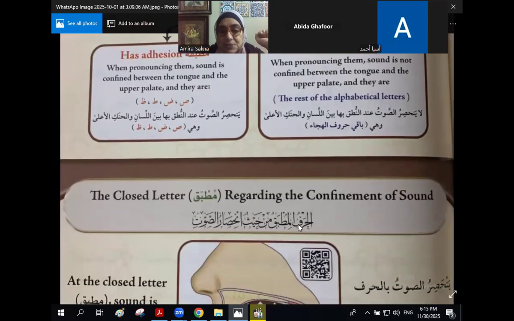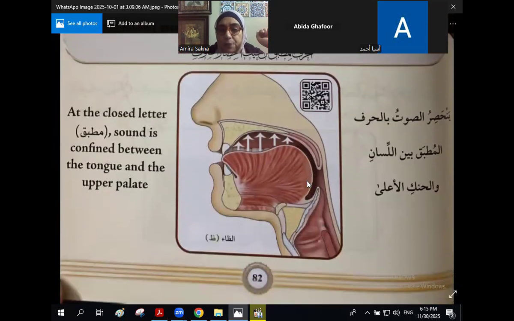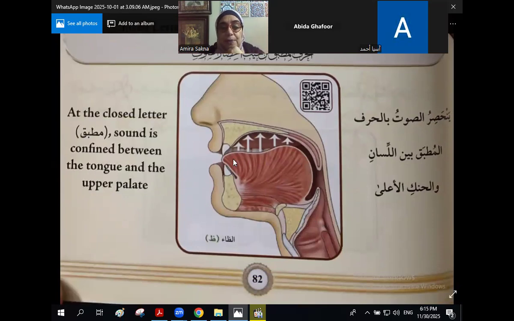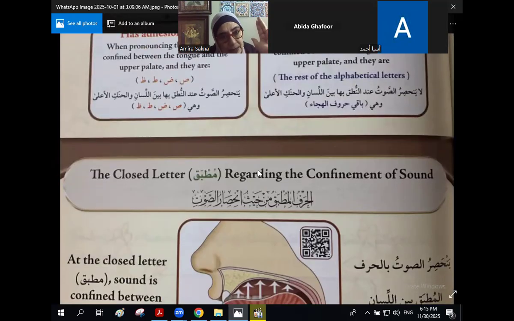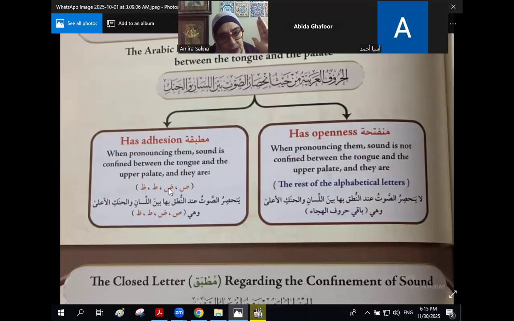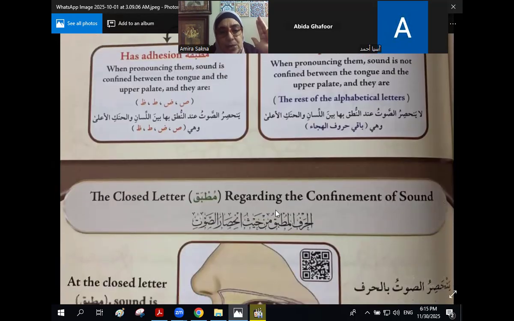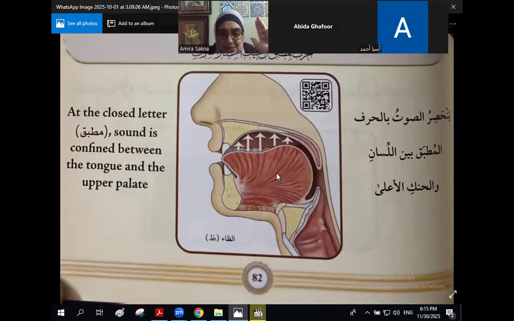Now we want to see a chart of how the shape of the tongue will be when we pronounce an elevated letter with adhesion, or مستعلي مطبق. Elevated and adhesion, مستعلي and مطبق. And we said that there are only 4: صاد, ضاد, and طاء, and ظا. We are going to take the ظا as an example.